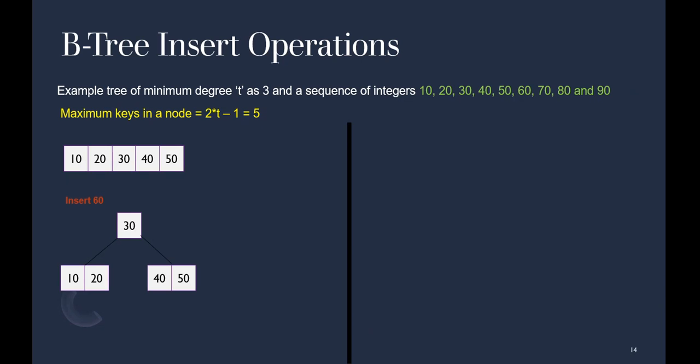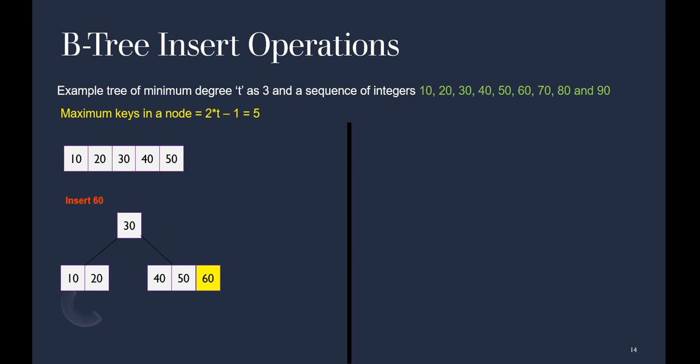Then we are going to insert the 60. We have to take the middle key up and split it into children, which is 10, 20, and 40, 50.